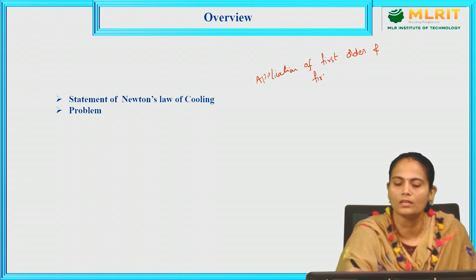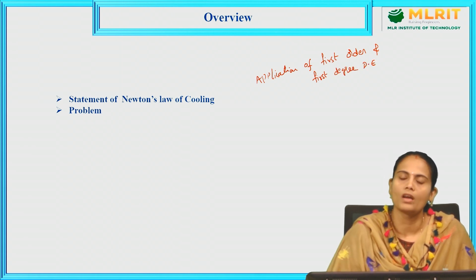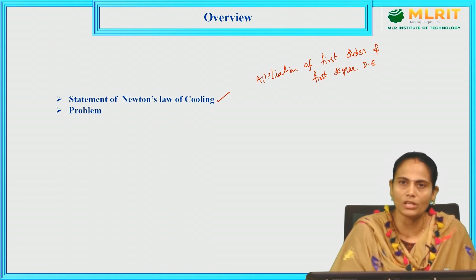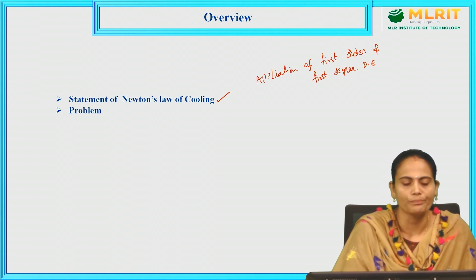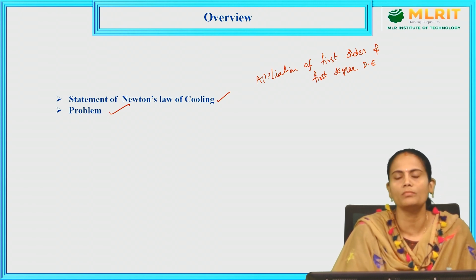Today in this session, we are going to discuss the application of first order and first degree differential equations, and we will also see one example on this application. The Newton's law of cooling is the first application of the first order first degree differential equation, and another application is the law of natural growth or decay. In this session we will discuss Newton's law of cooling and one example on it.